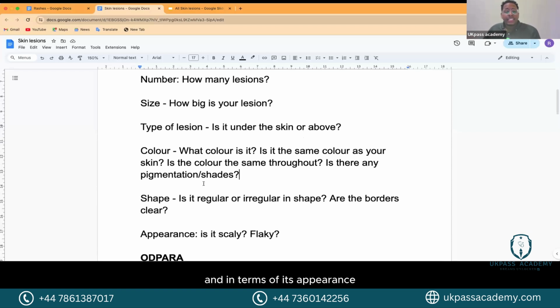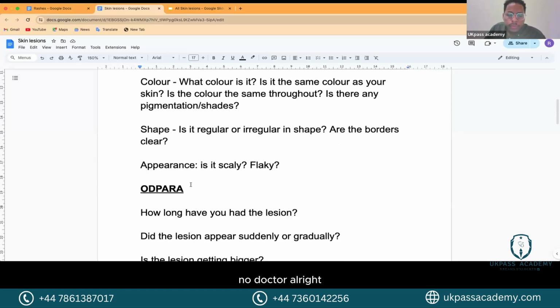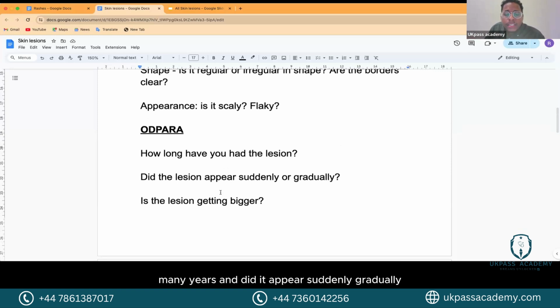Okay. And in terms of its appearance, have you noticed any flaking or scaling? No, doctor. All right, how long have you had the lesion for? I've had it for many years, 8 years, 9 years, many years. And did it appear suddenly or gradually? I can't really remember. I think it was just gradual.